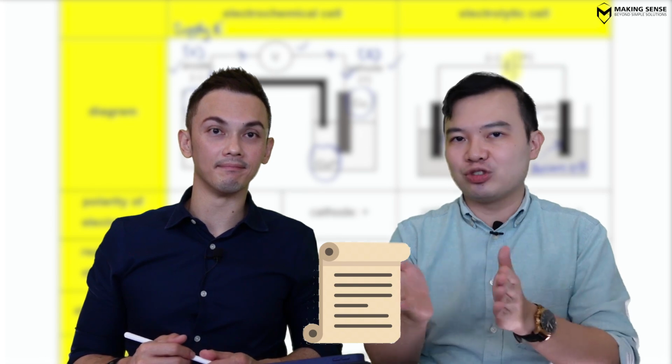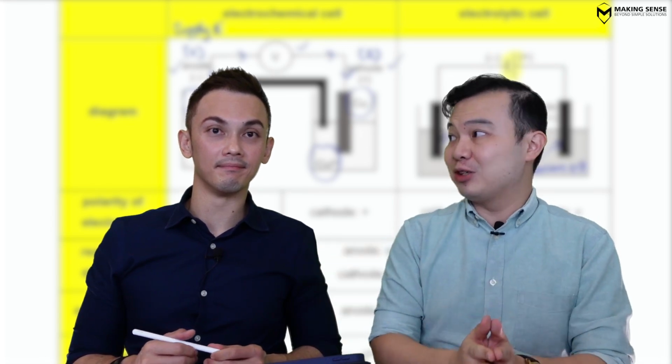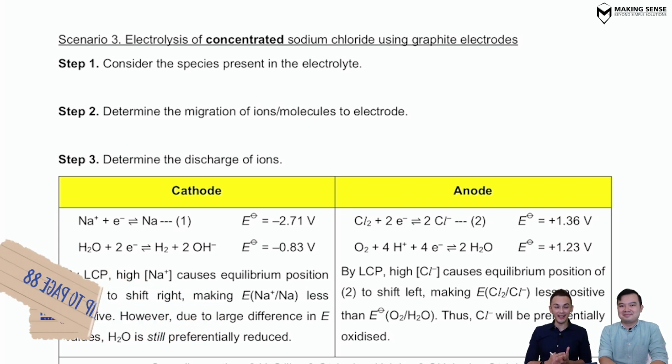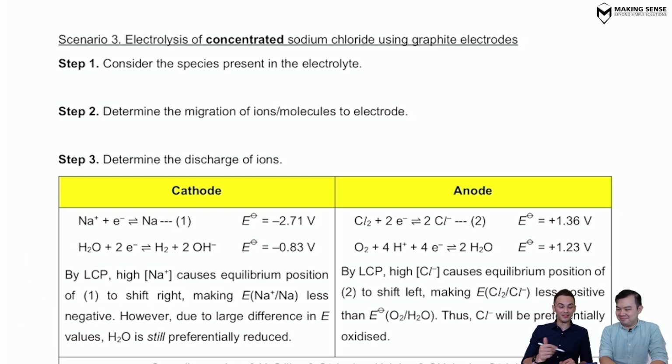that help us to determine at each electrode what kind of reactions are going to happen? Okay guys, now if you look at your notes, we're going to use some examples to run through the thought process again. Now if you look at scenario 3 of your notes, it is stated over there that we are going to do this under concentrated sodium chloride using graphite, which is a type of inert electrodes.